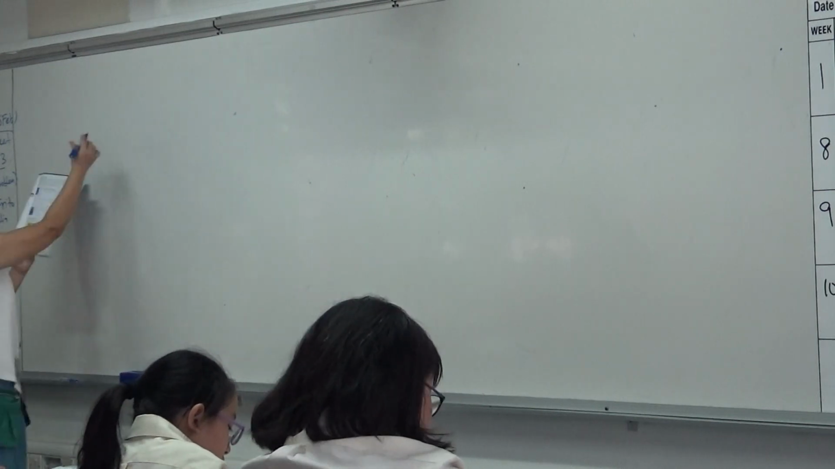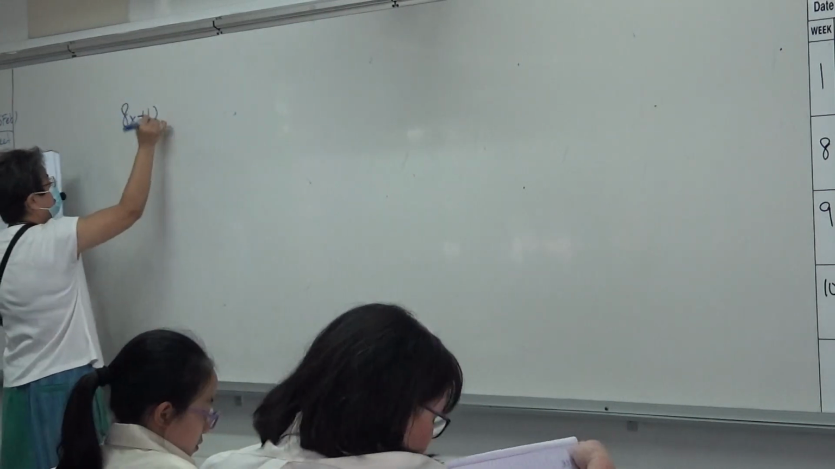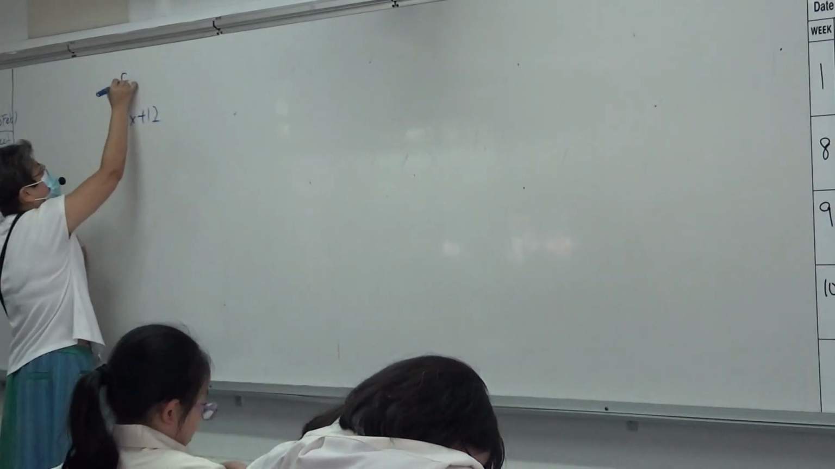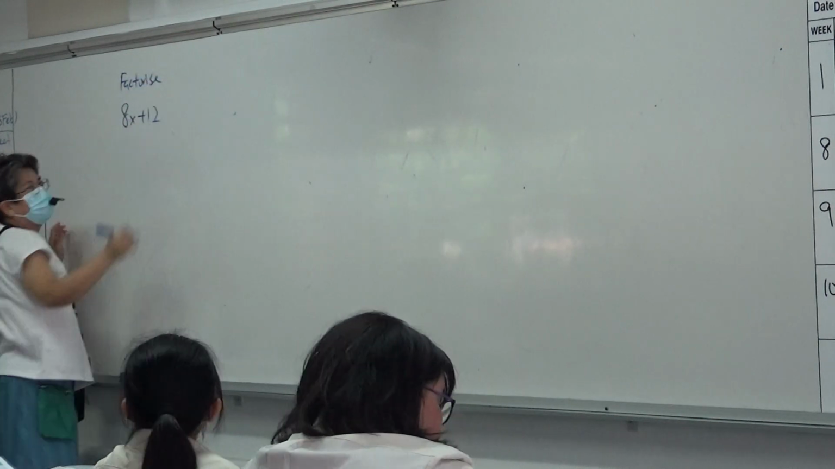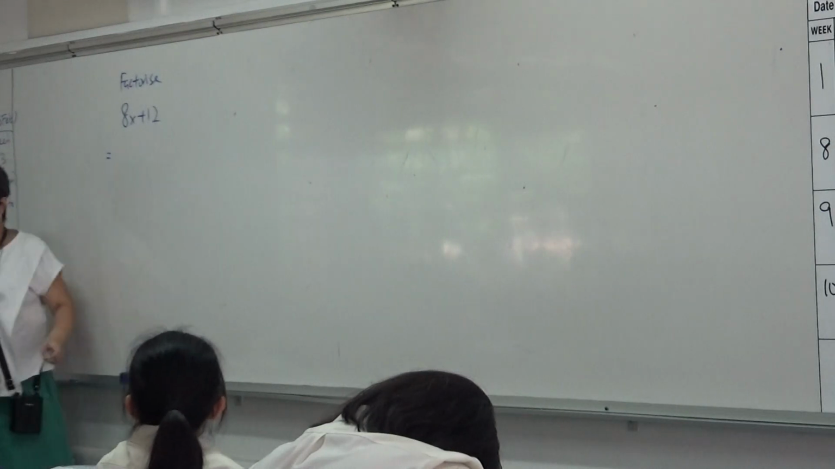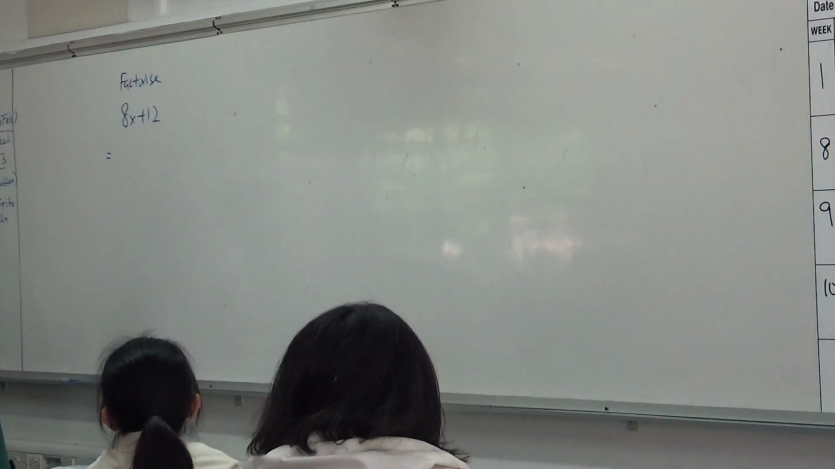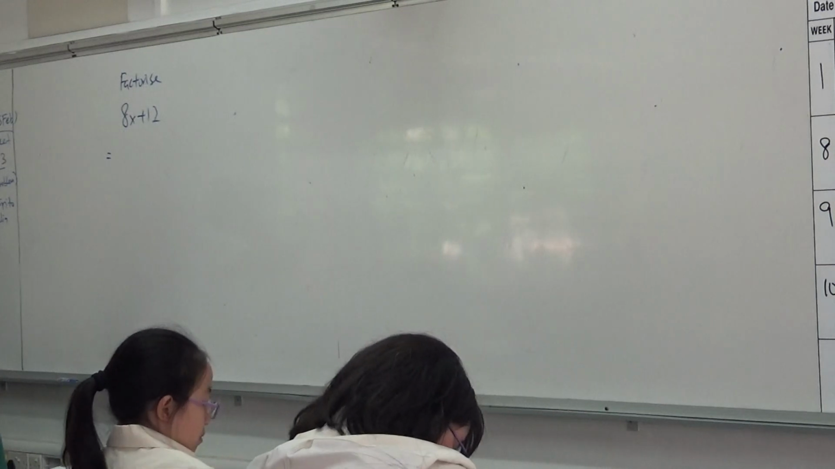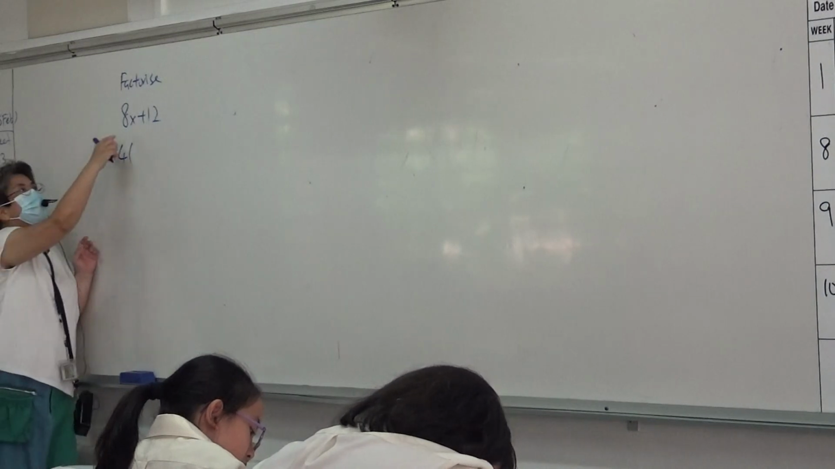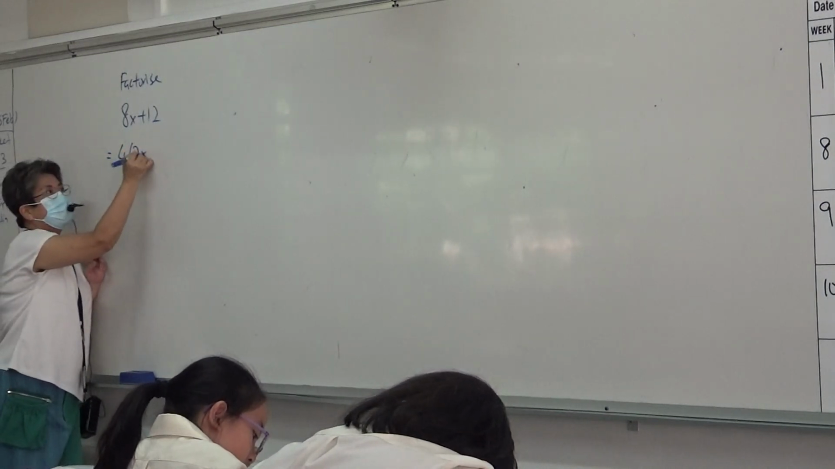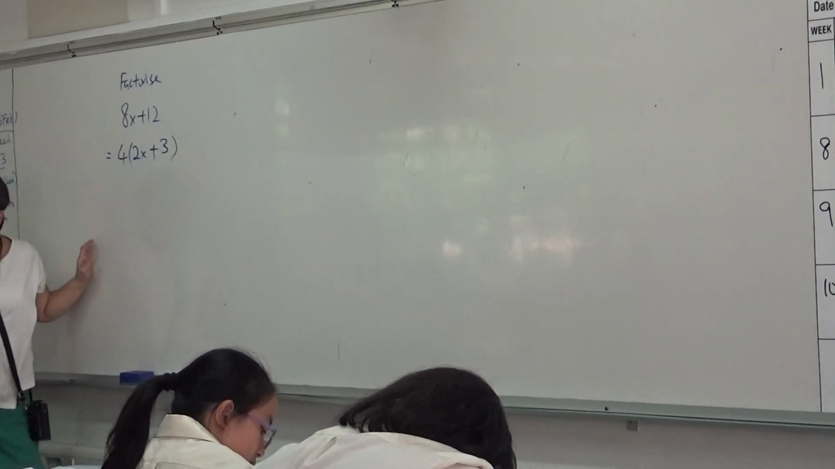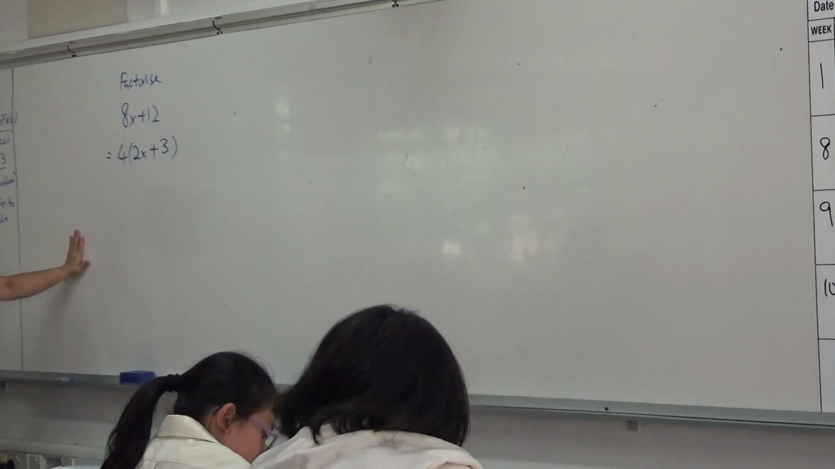All of you look at example 6. 8x plus 12. The question is to factorize. Now, can you tell me 8 and 12? What is the highest common factor I can take out? 4, right? Can you see I can take out 4? Okay. So, 4 bracket. If I take out 4, this one left out. 2x, right? Plus what? 3. Alright. Now, how do you check you're correct?